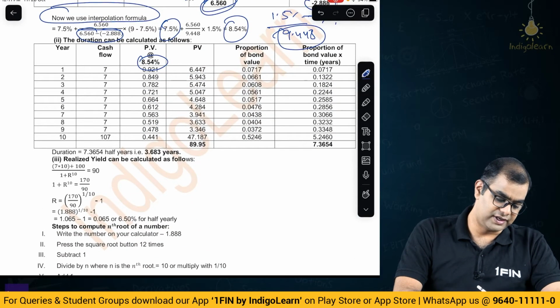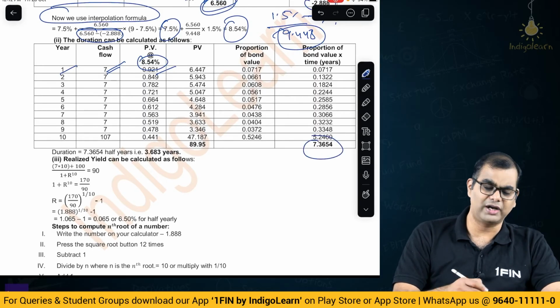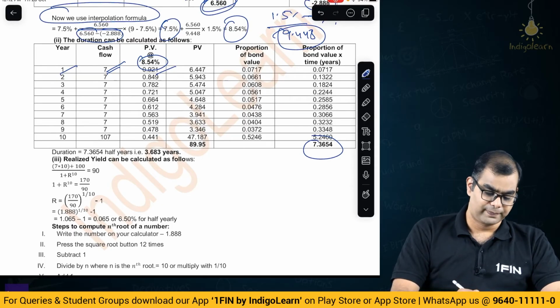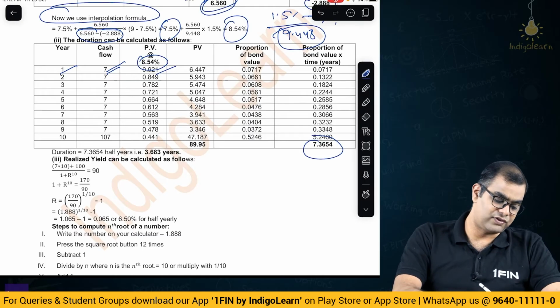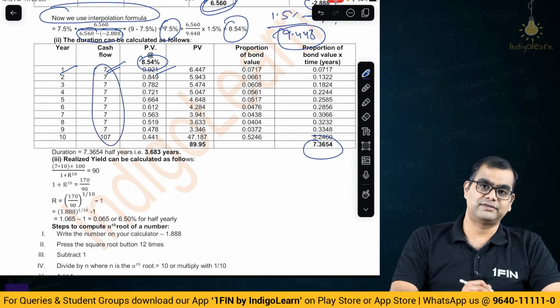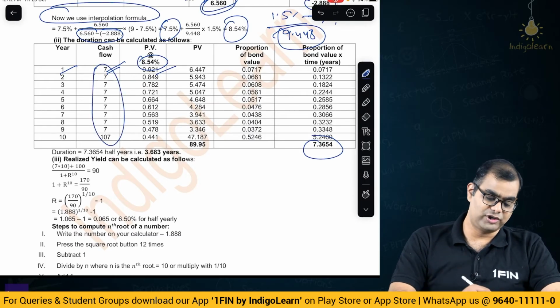So you take present value factor into cash flows into time, compute it, and divide it by P0, or take the proportion of the value of the bond to the total value of the bond. You get 7.36 years. But 7.36 is for 5 years of payments, which are 10 payments. So the actual duration of the bond is 3.683 years.